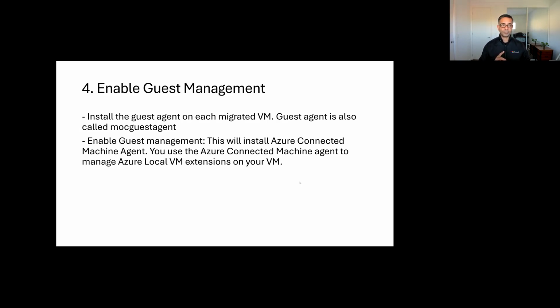As part of the enablement of guest management, you need to install the guest agent on each migrated VM. The guest agent is also called a mock guest agent. Once you install it, you enable the guest management. Once you enable this, it will actually install the Azure Connected Machine Agent, which is to manage the Azure Local VM extensions on your virtual machine.